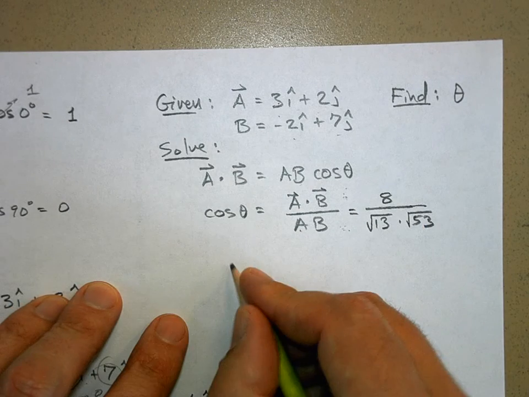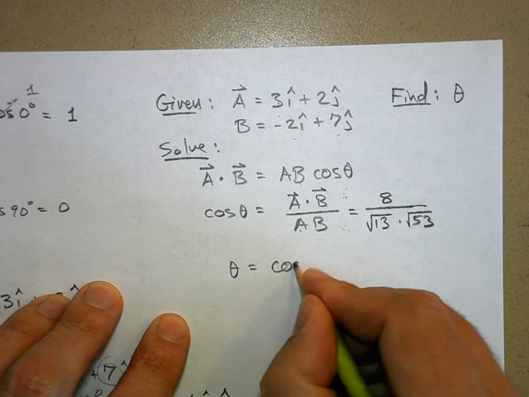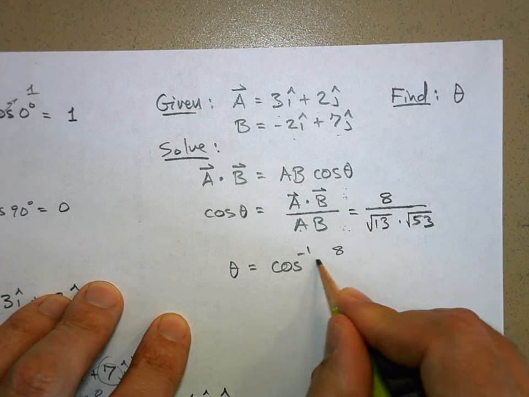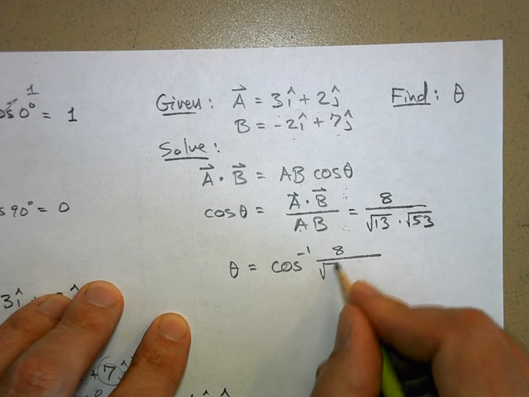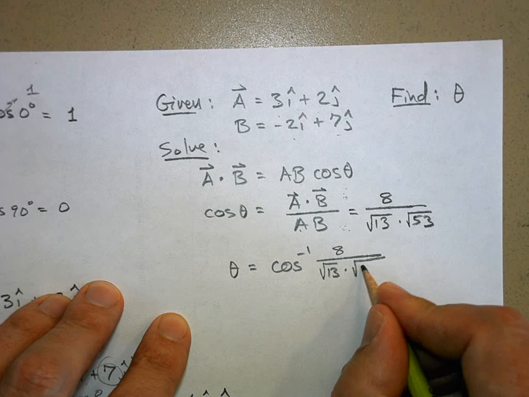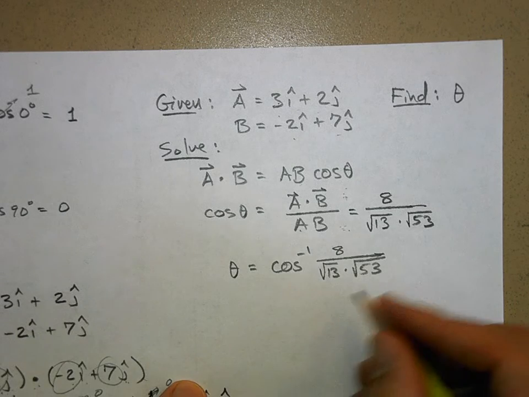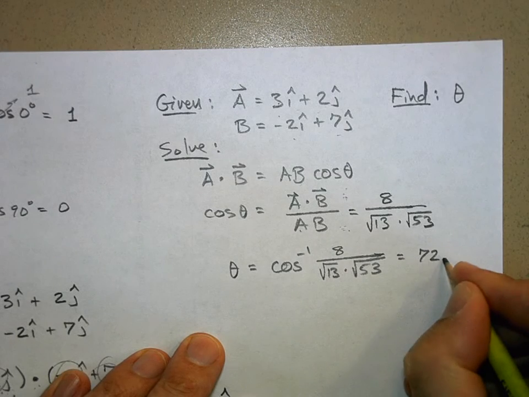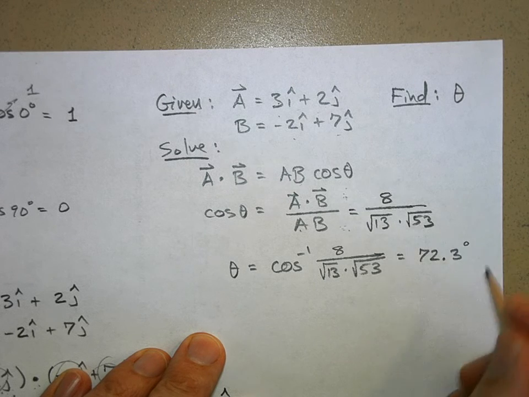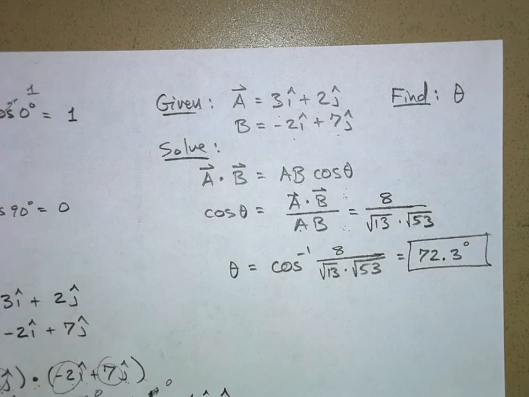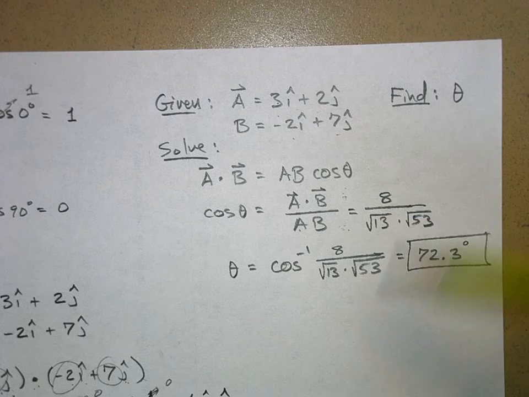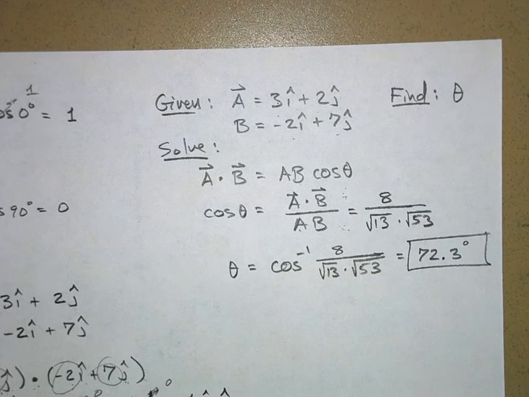So if I want the angle theta, what I need to do is take the inverse cosine of 8 over root 13 times root 53. And what do you get? Somebody's working on that? 72.3 degrees? Okay, I'll take your word for it. I'll just take the inverse cosine of that. So, just by using the definition of the dot product, I can figure out the angle between two vectors. That's what it's used for quite a bit.